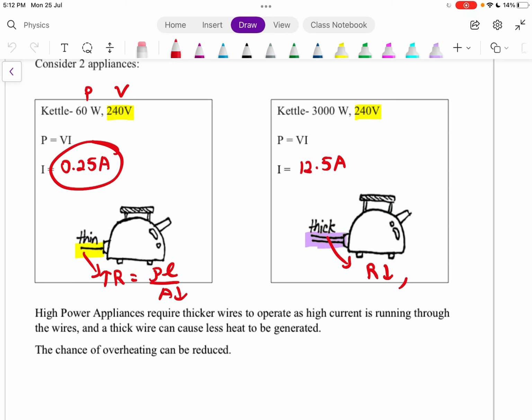But for high power kettles or electrical appliances, you need to have a very thick wire. Of course thick wire is more expensive because you need more metal, a lot of insulation, and more material to make the thick wire. So that is the cost of having a thick wire.